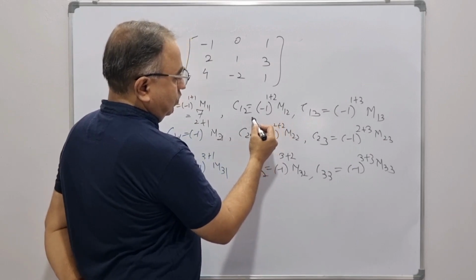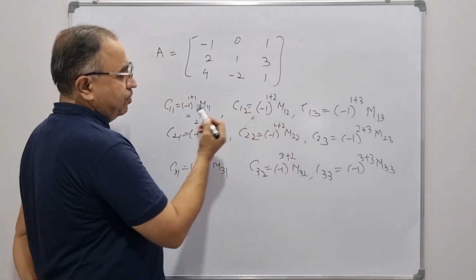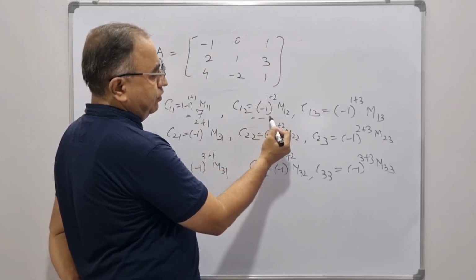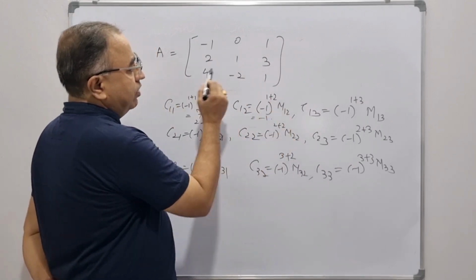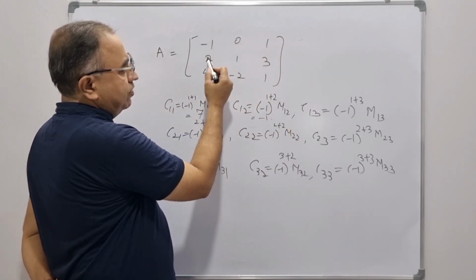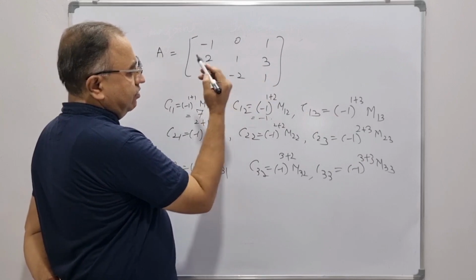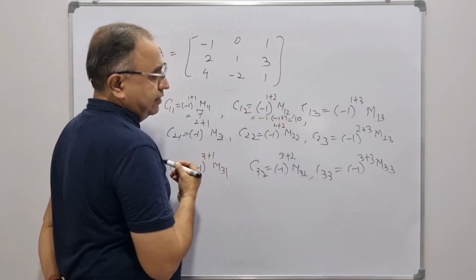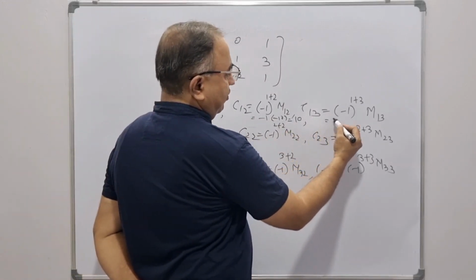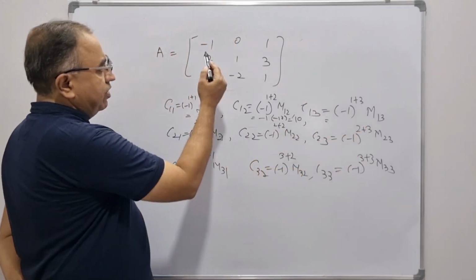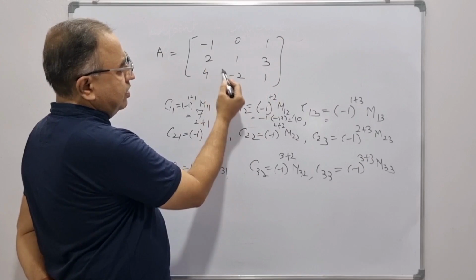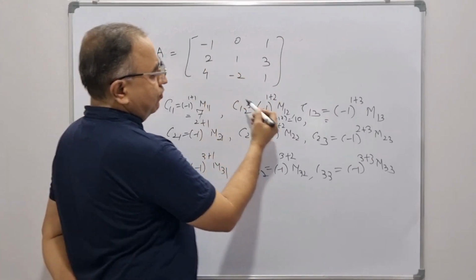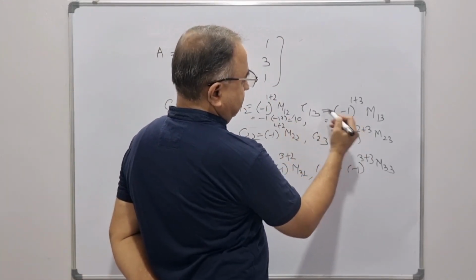Now C12: minus 1 raised to the power 1 plus 2 is negative, so minus 1 into M12, suppressing the first row and second column. It's 2 minus 12, which is minus 10, so ultimately it comes to 10. C13: again positive here. M13 means suppressing the first row and third column. It's minus 4 minus 4, which is minus 8.